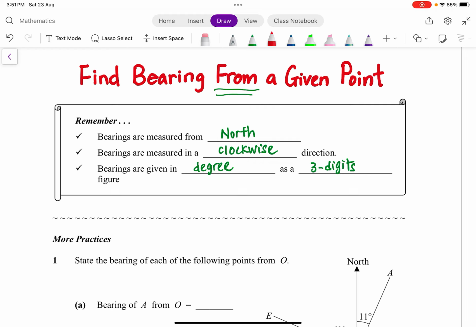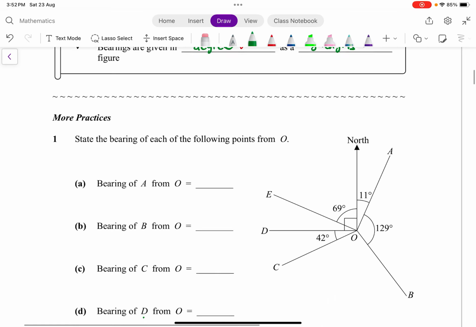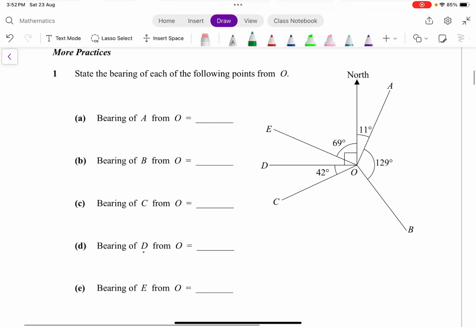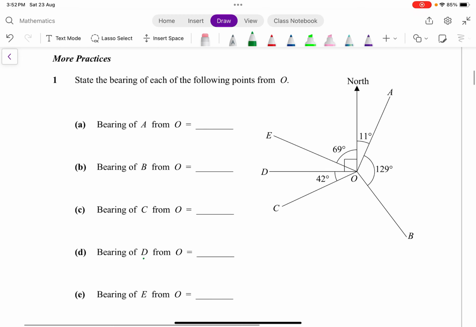But first, let us recall that bearings must be measured from the north, and it is measured in the clockwise direction. It is given in degree, and it has to be written as a 3-digit number. So with this, let's begin to solve the question. So we are going to solve two questions today. Now, let's take a look at this first question.